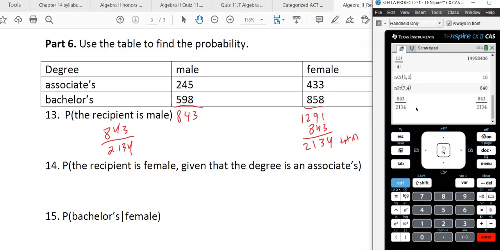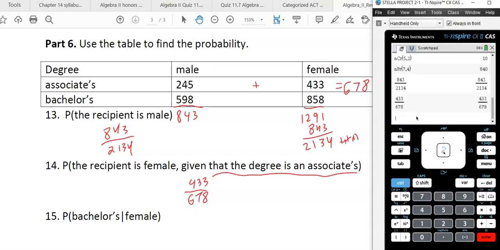And that's it, actually. Given that the degree is an associate's degree, all I care about are the total associates. That would be, if I add those together, 678 of them total. So that denominator is going to be 678. The numerator is, what's the probability is female? Well, 433 of those. So 433 divided by 678 is exactly that. Just leave it there.